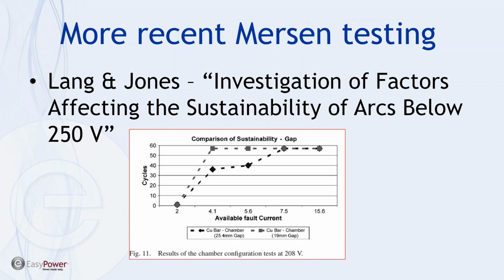So essentially below 4,000 amps, they couldn't get an arc to sustain at the 208 volt level, and above 4,000 amps, the arcing time, the extinguishing period, lasted no more than a second, and in some cases quite a bit less than a second. Now again, this is just data, and whether it applies to your system or not is something that you need to investigate.